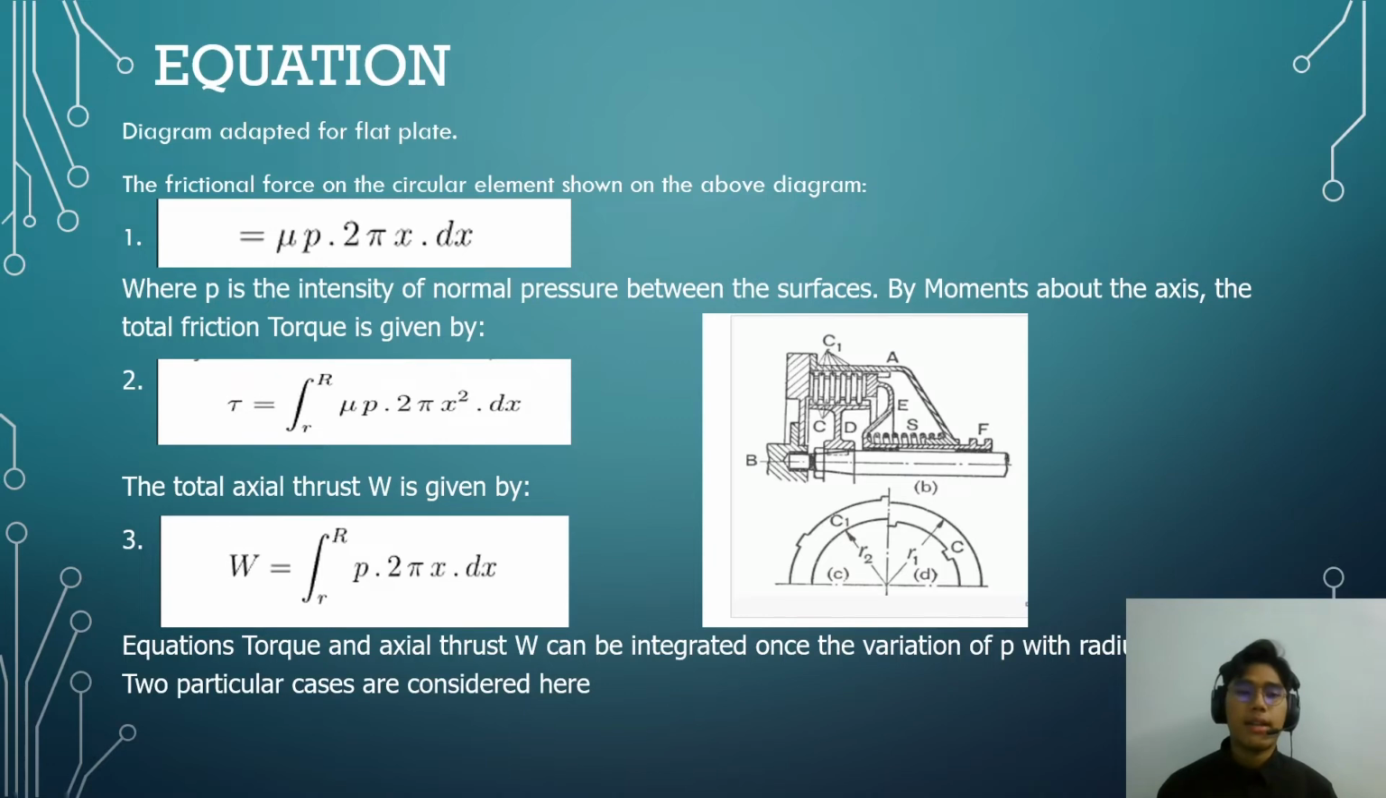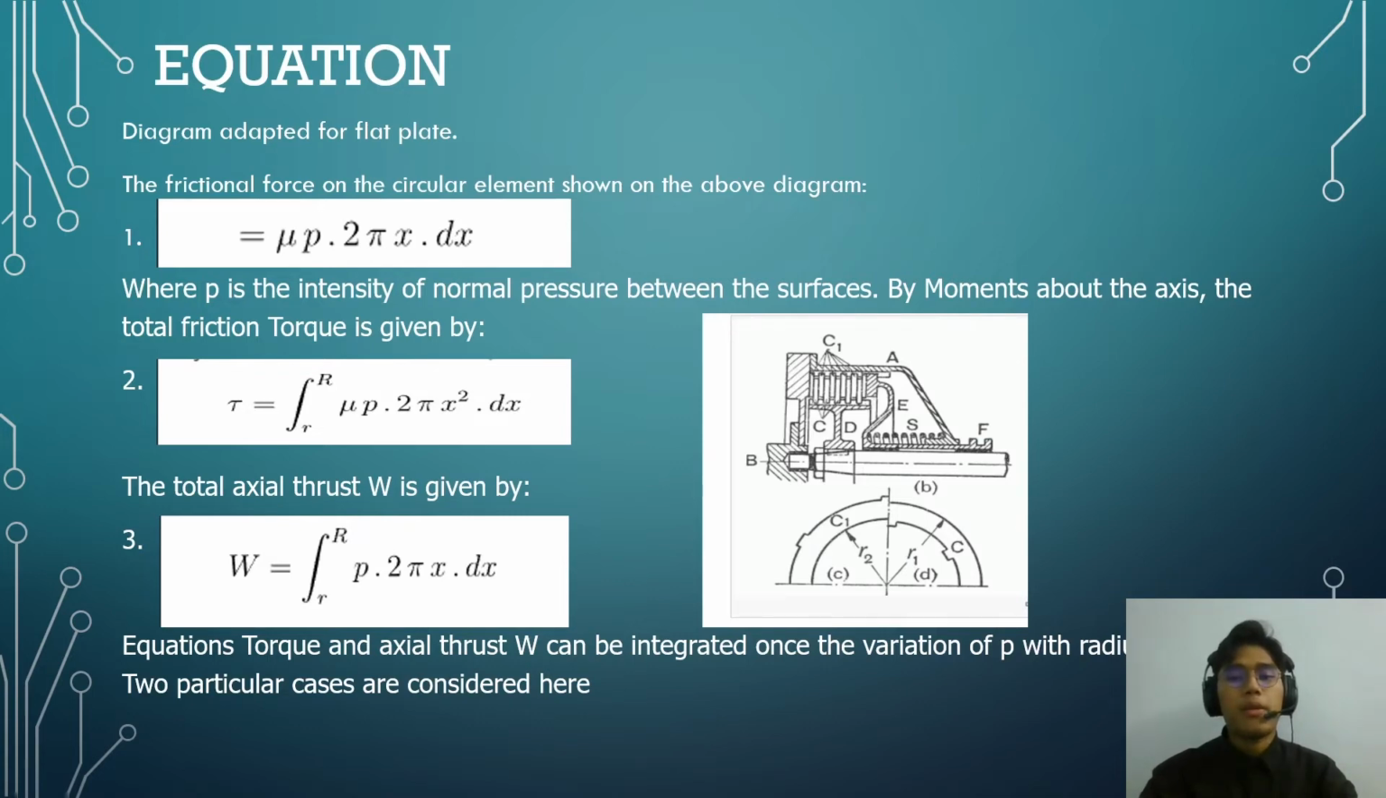Okay, after that, the equation. Here is the analysis for the flat plate. This is the frictional force in the diagram beside. The friction force is micro P times 2 pi x times dx, where P is the intensity of normal pressure between the surfaces.